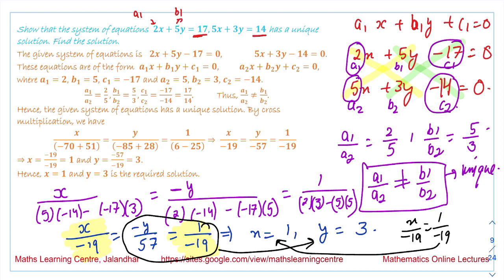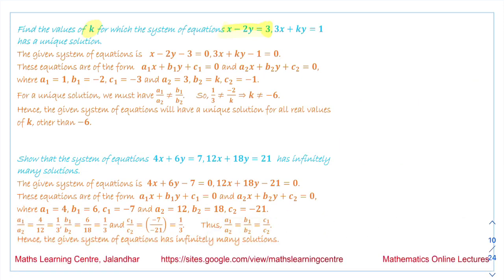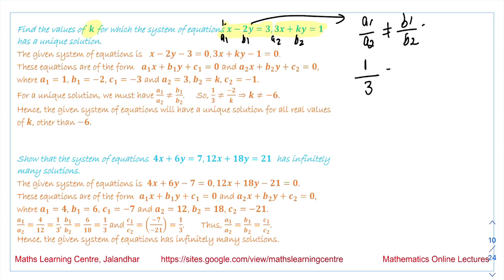Now the next question: we have to find the value of k for which this system of equations has a unique solution. Now if this system has a unique solution, with a1, b1, a2, b2, the condition we have is a1 over a2 should not be equal to b1 over b2. So a1 is 1, a2 is 3, b1 is minus 2, b2 is k, and we are saying that these two should not be equal. So this implies that k should not be equal to minus 6.